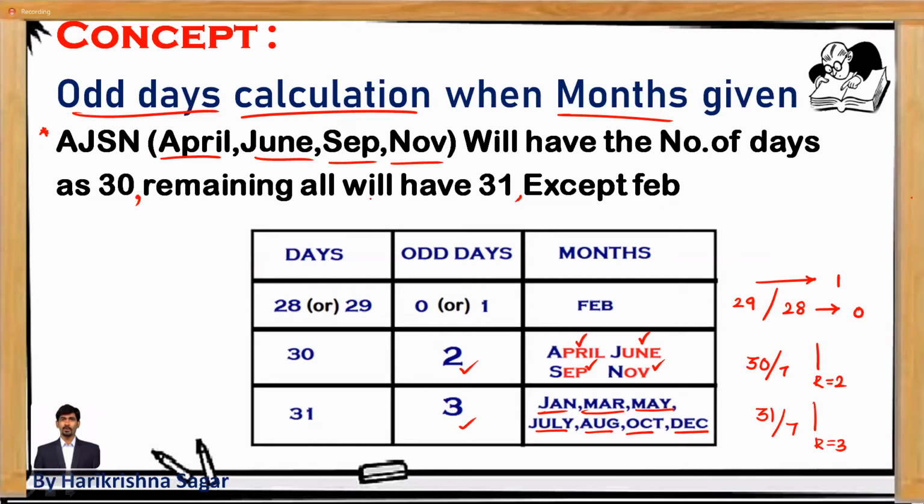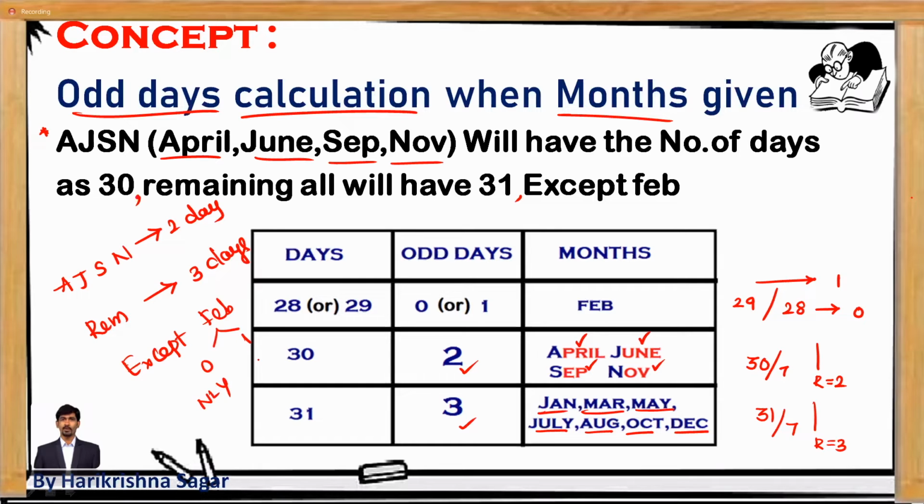So you can directly remember this statement: AJSN, April, June, September, November will have 2 odd days. Remaining all the months will have 3 odd days except February. February will have either 1 or 0. If it is a non-leap year, it is 0. If it is a leap year, it will be 1. Very, very important statement, my dear students. It will be helpful when we are solving the questions. Please do remember this point.